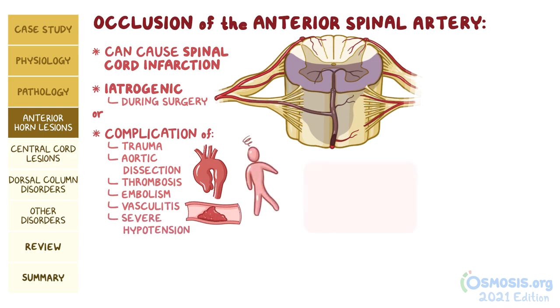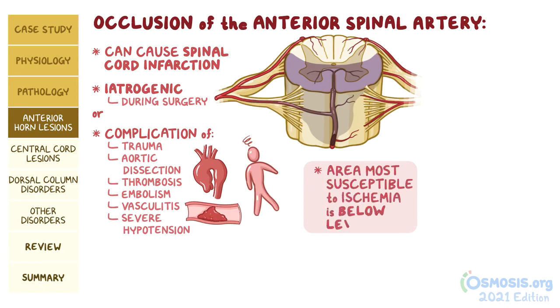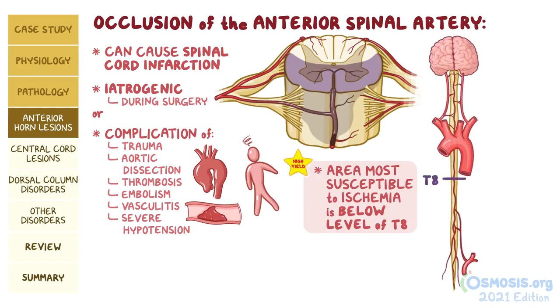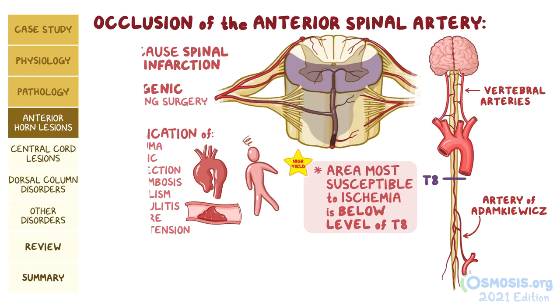For your exams, it's important to remember that the area most susceptible to ischemia is below the level of T8. So, normally above the level of T8, the anterior spinal artery arises from branches of the vertebral arteries, while below the level of T8, it's only supplied by the artery of Adamkiewicz, which is a branch of the aorta. And this artery is particularly vulnerable during aneurysm repair. So, if it's traumatized, it can lead to anterior spinal artery occlusion.